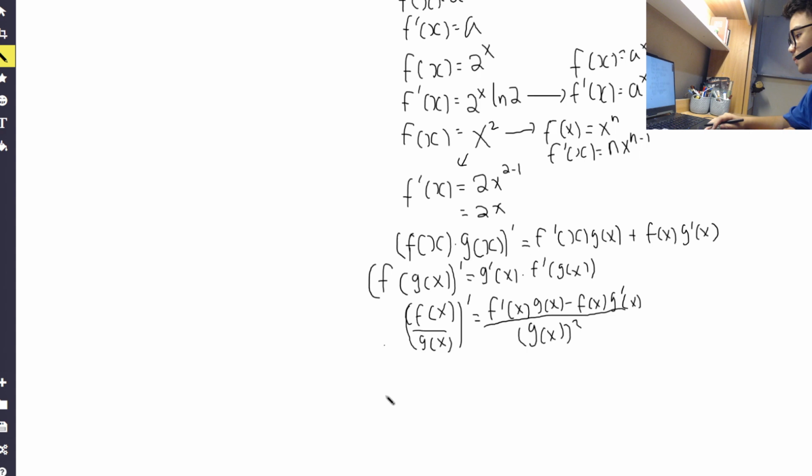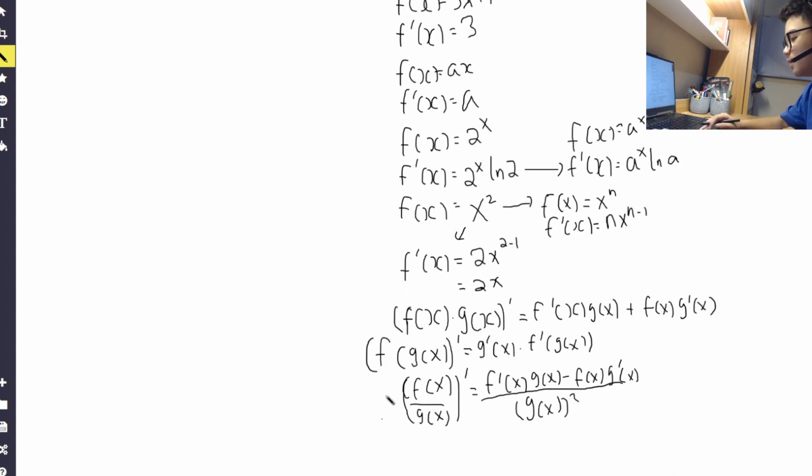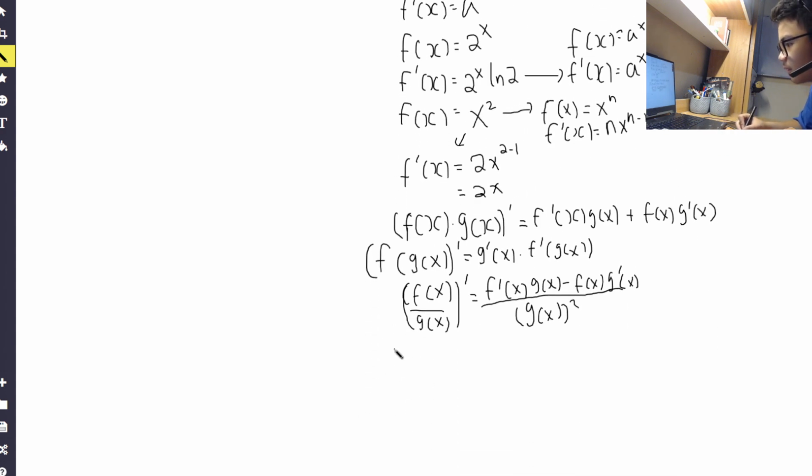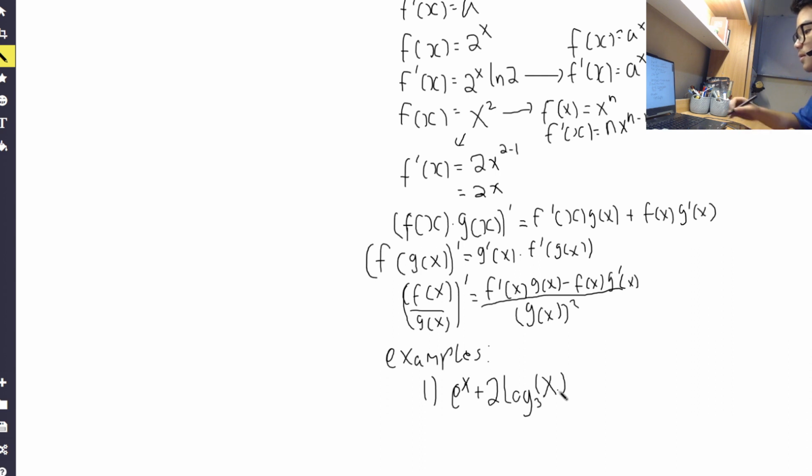Okay, now to the examples. Let's say number one, e to the x plus 2 log base 3 of x. Yeah, log base 3 of x.